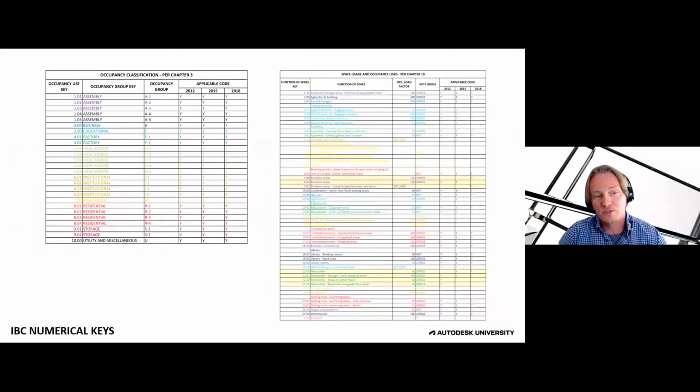Since these schedules and tags are set up using complex formulas, we have developed numerical keys, which represent the occupancy classification and function of space. These keys are defined in these two schedules on the screen now. These are documentation schedules for the user to reference.